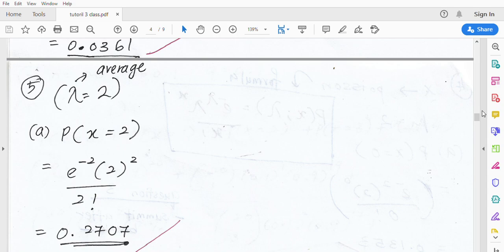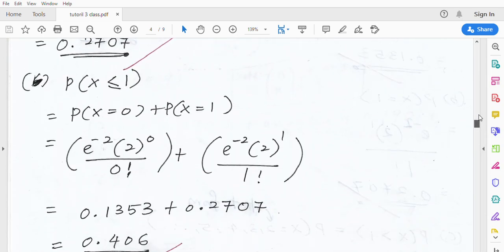A, the child will sustain 2 injuries during the year. So the x over here is 2. So x equals 2 because they just asked for 2 injuries. So we use the Poisson formula and we will get 0.2707.